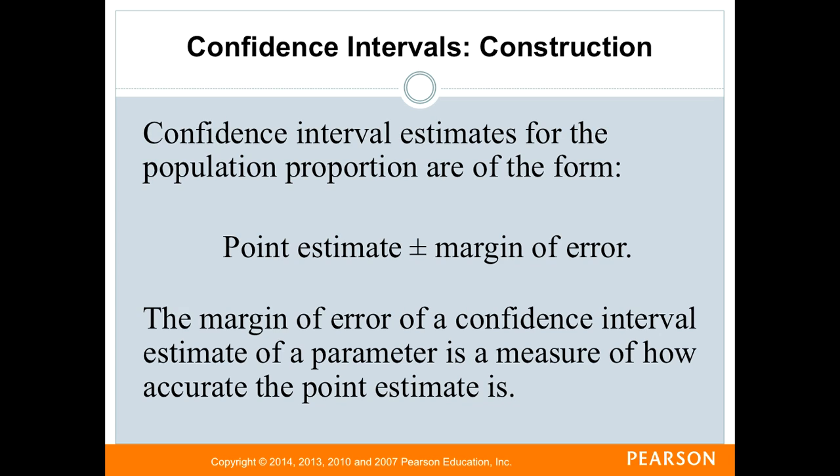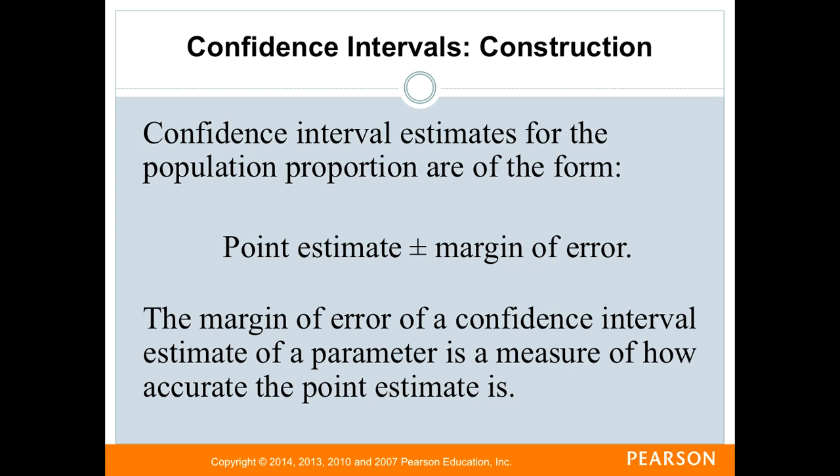So what we do is essentially we take the point estimate, which is either our p hat or our x bar if we're talking about a mean, and we add and subtract what we refer to as the margin of error. Now, the margin of error of a confidence interval estimate of a parameter is just a measure of how accurate the point estimate is, okay?